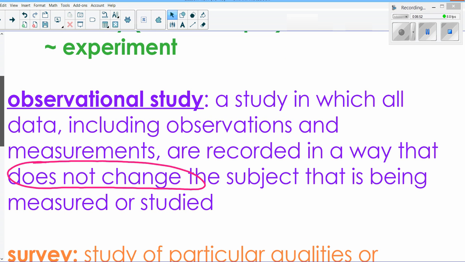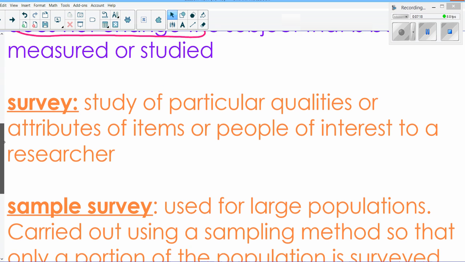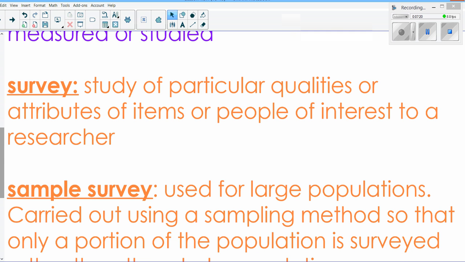An observational study is a study in which all data, including observations and measurements, are recorded in a way that does not change the subject that is being measured or studied. I would underline or highlight that "does not change." So an observational study means that you are observing. You are not interacting, you're not changing, you're observing and watching. That's it.